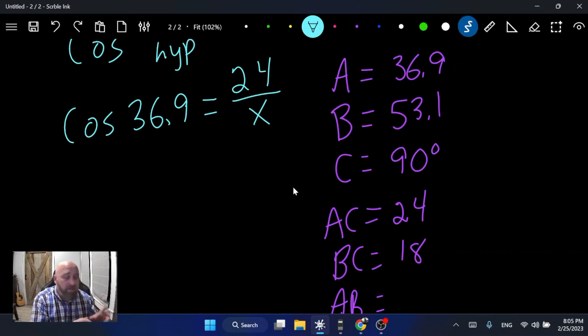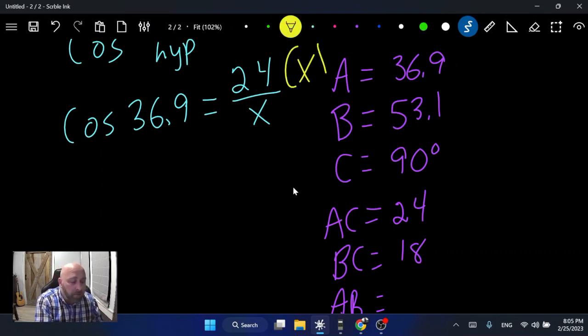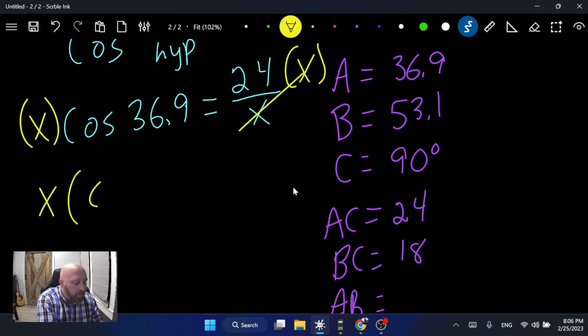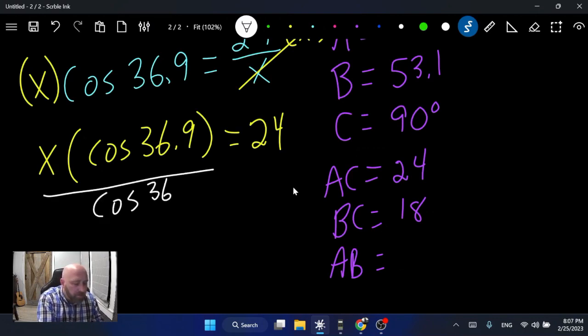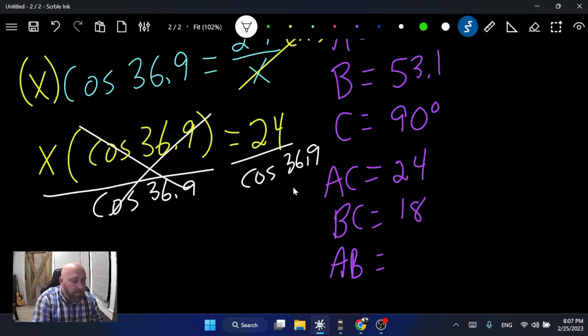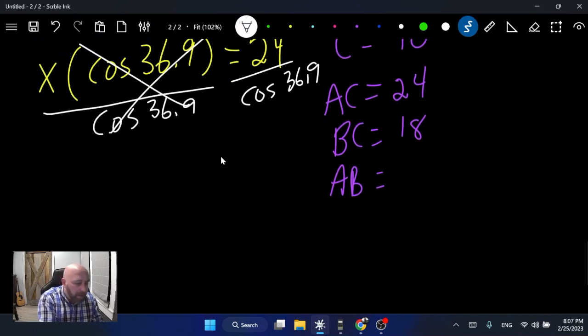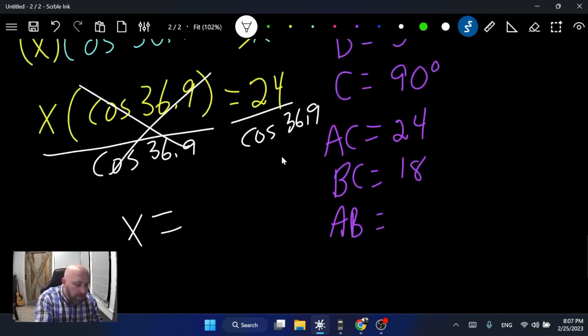Now, this is going to take just a little bit. What we need to do here is multiply both sides by x. That side's going to cancel out. Again, we're trying to get x by itself. This is the best way to do it. Now we have x times the cosine of 36.9 equals 24. So now to get x by itself, we're going to divide both sides by the cosine of 36.9. That's going to cancel, and we're going to end up with x equals this right here.